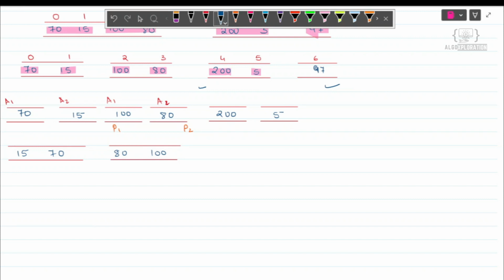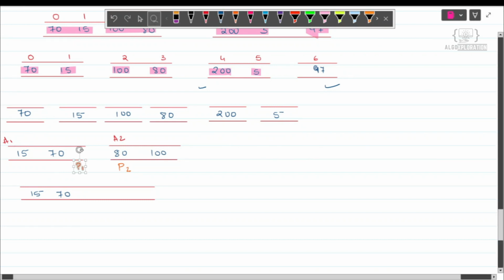Now we will merge these two arrays first. Okay, this will be our A1 and this array will be our A2. P1 will be at start of A1 and P2 will be at start of A2. Now we will do comparison. Is A1 of P1 less than A2 of P2? Yes, it is. So we will copy and we will increment P1. Now again there will be a comparison. Whether A1 of P1 is less than A2 of P2? Yes, it is. So we will put 70 here and we will increment P1.